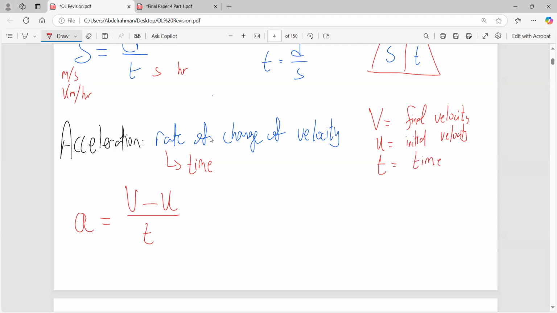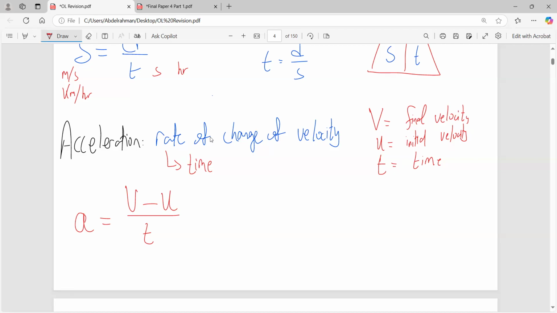Sometimes some questions need you to find the final velocity, some questions need you to find the initial velocity, and some other questions need you to find the time. How can I find the time? How can I find the initial or the final velocity? I know it has to do with some math. If you're not that good with math, if math is a huge problem for you, you can just memorize whatever I'll do now.